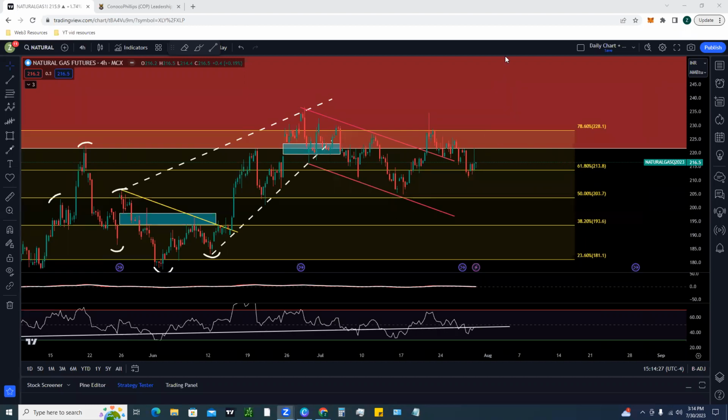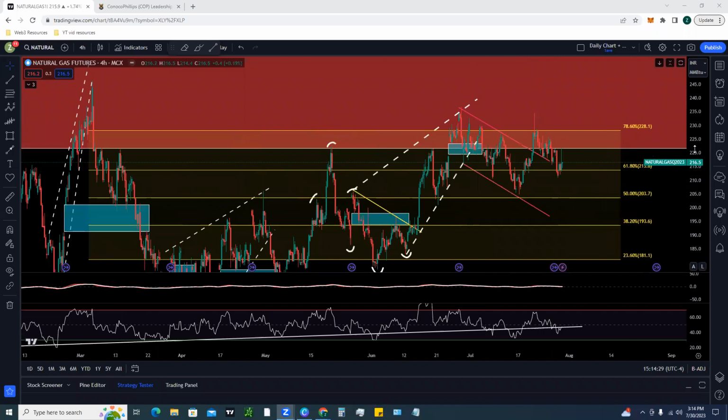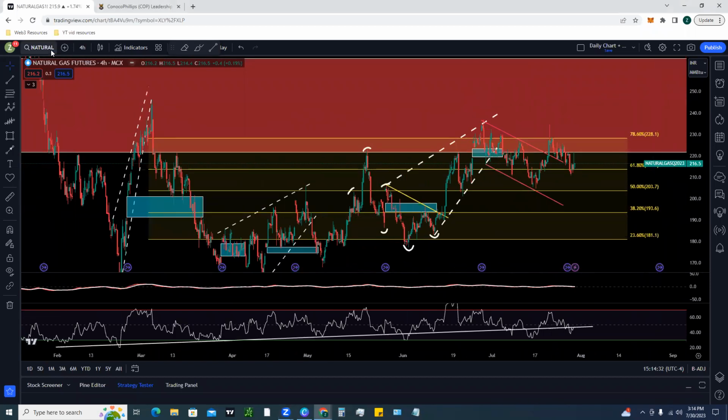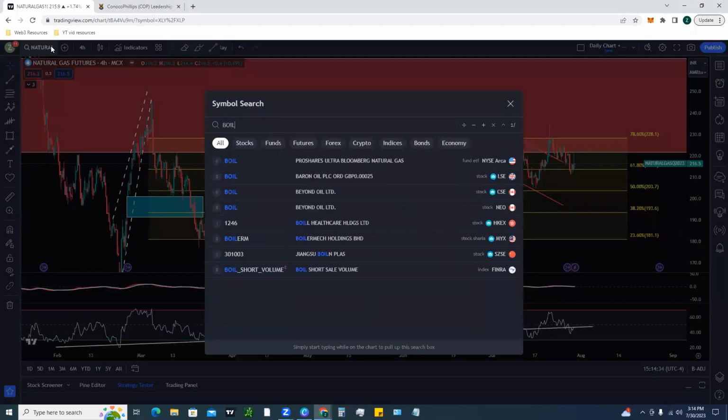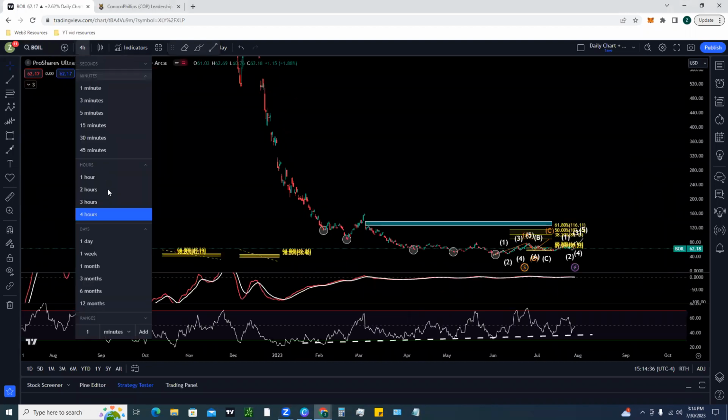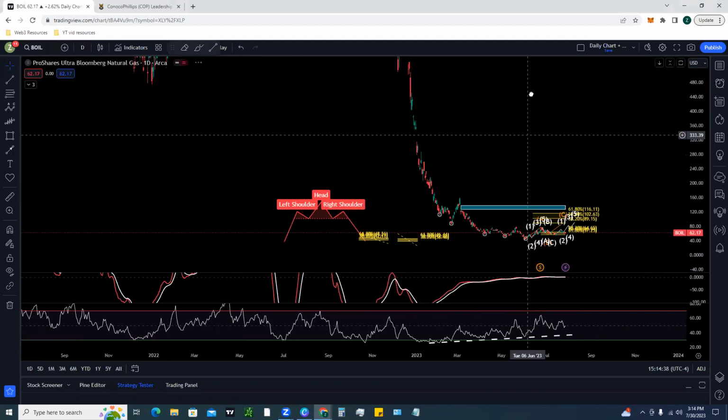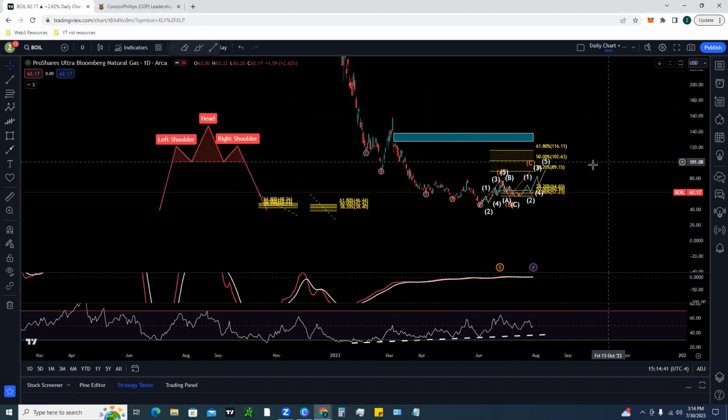So lots of things to pay attention to. All right, this is the futures. We went over the spot chart. Now let's actually break down BOIL and KOLD and UNG. So we'll start off here with BOIL. We'll go to our daily time frame real quick, and this is the analysis we were looking at.